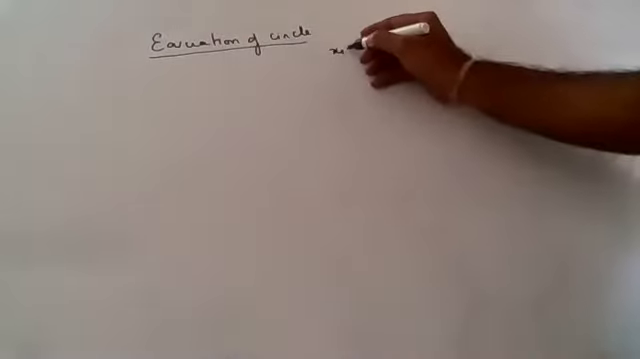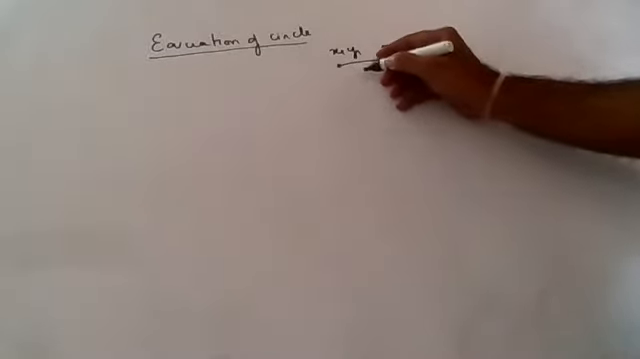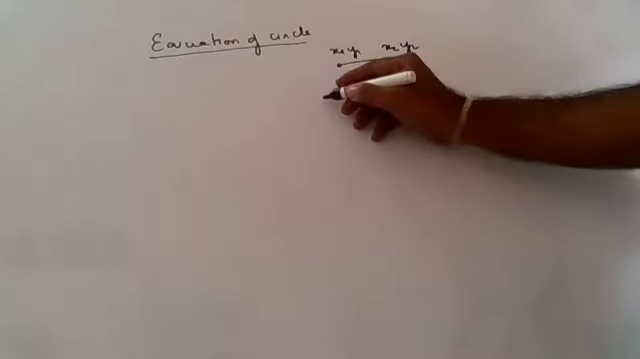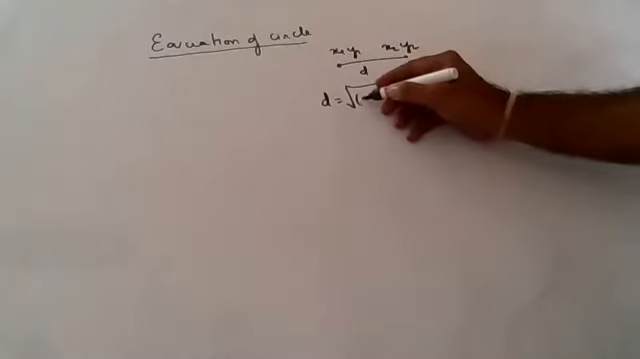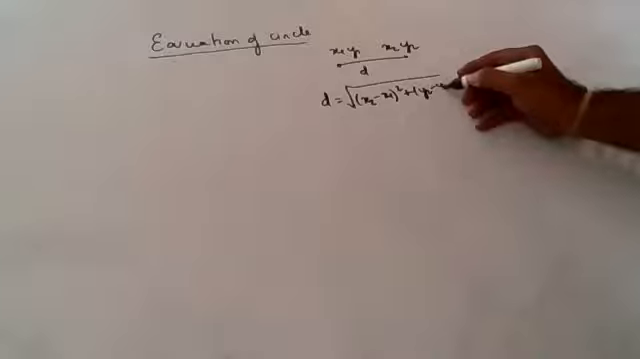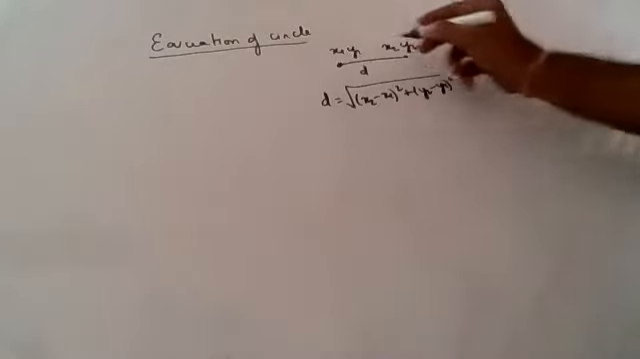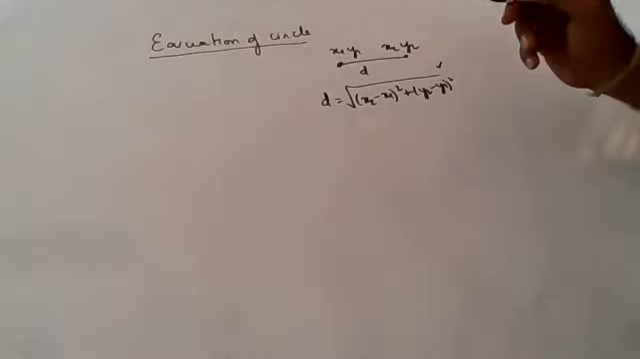The distance between two points x1, y1 and x2, y2. What is the distance formula I gave, children? Anyone of you remember? D is equal to under root of x2 minus x1 whole square plus y2 minus y1 whole square. I hope you remember, children, in straight lines, the distance between two points is given by this formula.